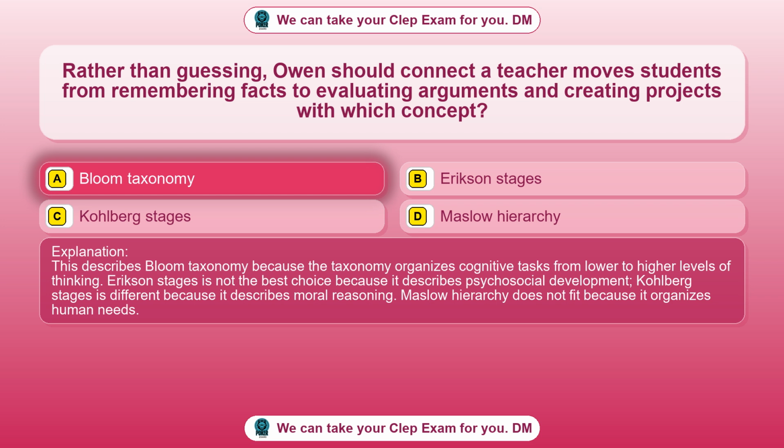Erikson's stages is not the best choice because it describes psychosocial development. Kohlberg's stages is different because it describes moral reasoning. Maslow's hierarchy does not fit because it organizes human needs.